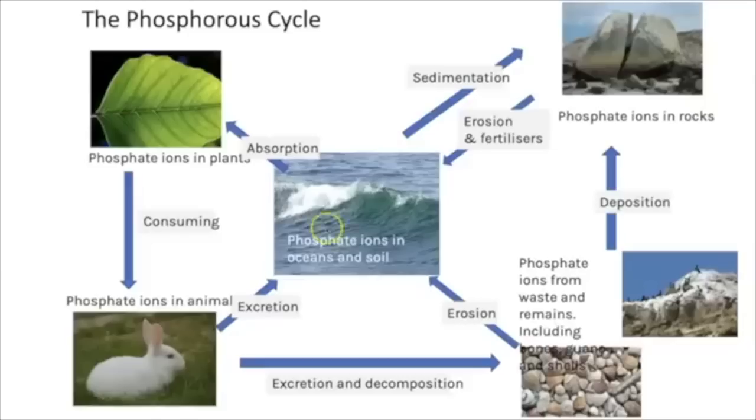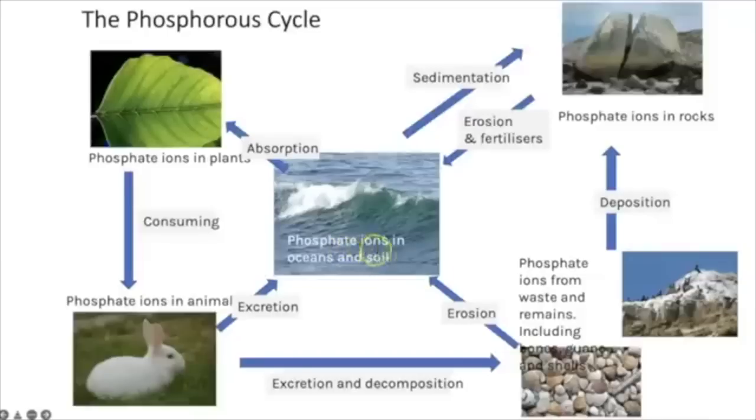So the phosphorus cycle, if we start in the middle looking at the phosphate ions in the oceans, or it could be within the soil, plants can absorb those phosphate ions through their root hair cells by active transport. Animals will then be eating the plants so they can consume and absorb the material to get the phosphate ions. When animals excrete, that will release phosphorus back into the oceans or the soil in the form of phosphate ions.